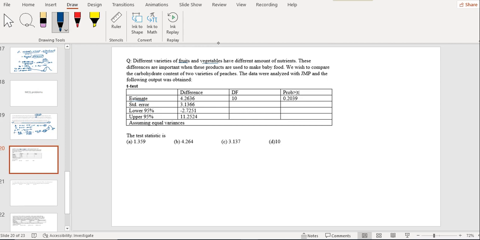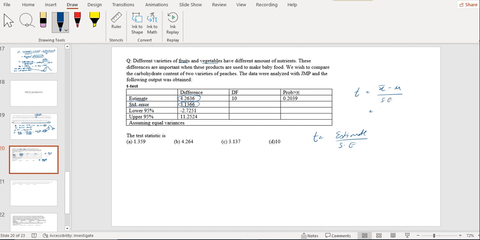So estimate is given as 4.2636, standard error is given as 3.1366, degree of freedom is 10. So what is the test statistic? So the test statistic is basically the estimated value upon the standard error, right? Like I told you, what is t? X bar minus mu. This is the estimate upon the standard error, right?